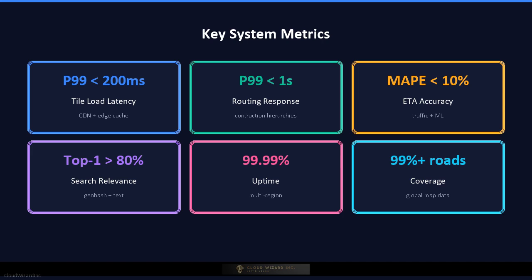Route quality, the ratio of suggested route duration to the theoretical optimal route. System uptime and availability across all regions. Map coverage percentage, including roads and addresses. And data freshness, how quickly new roads, traffic incidents, and business closures are reflected. These metrics are what the business and users actually care about.